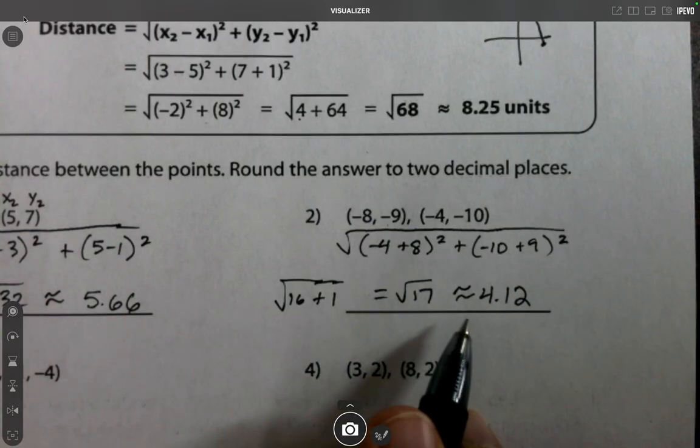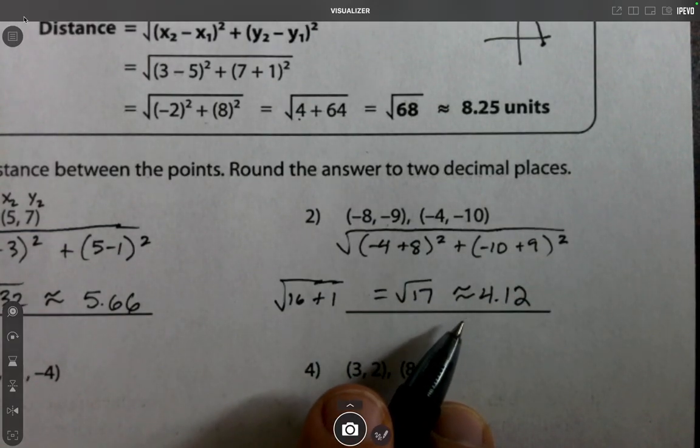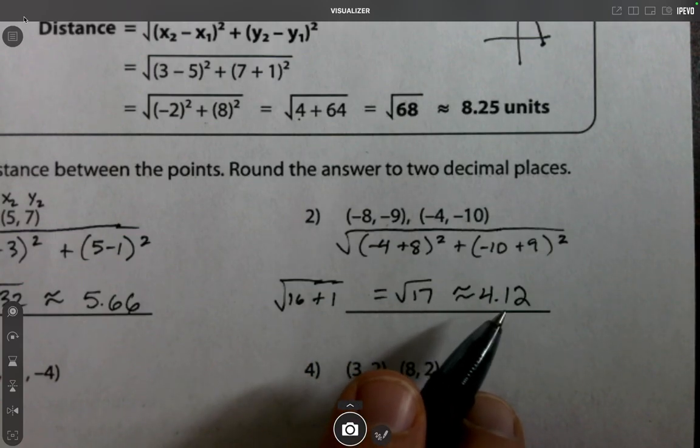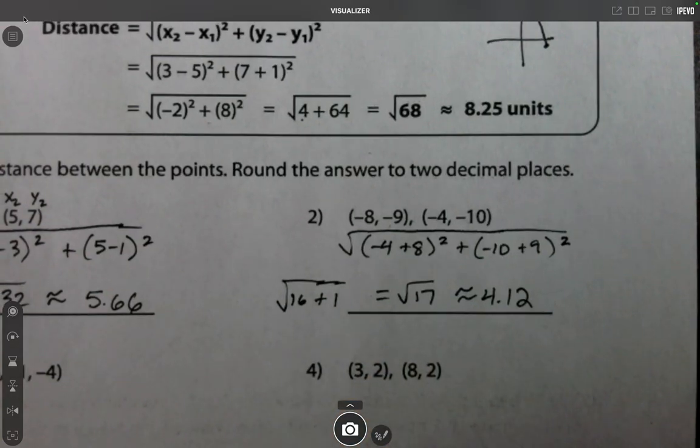And the reason I'm using these squiggly lines and saying about is we are rounding it off. So the square root of 17 is the exact answer, but this is just an approximation of the answer since we're rounding and cutting it off.